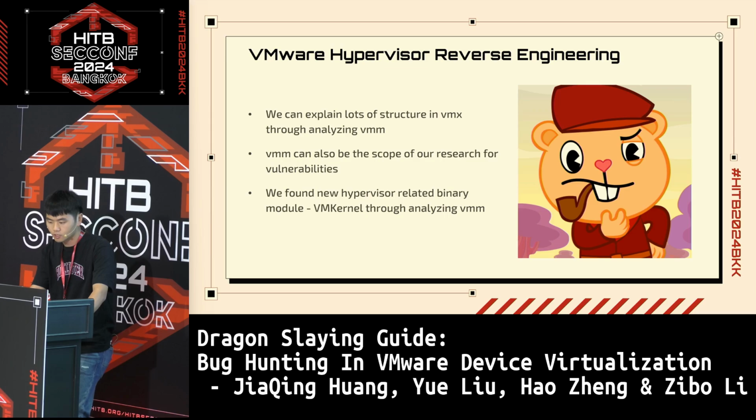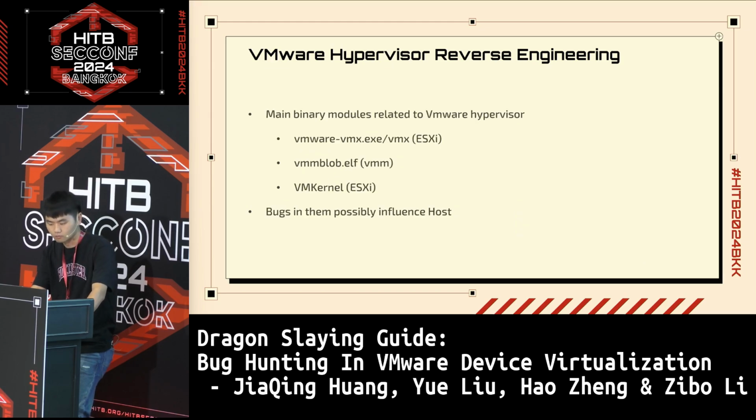Through the reverse engineering of VMM, we not only figured out lots of structures in VMX, but also confirmed the scope of our research for vulnerabilities. In particular, we found a new hypervisor module that could be attacked, which is named the VMKernel. These three are the main binary modules we need to consider when hunting bugs in VMware virtualization. Bugs in them possibly influence the host.